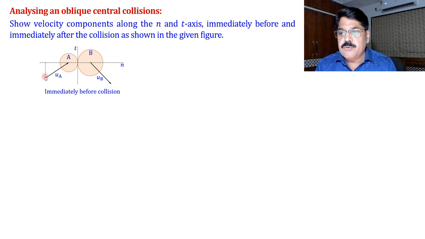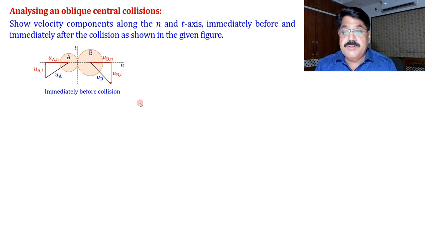So this line will show the t component of velocity of A before collision. So we denote it UAT. And similarly, from here to here will be the n component. So we denote it by UAN. Similarly, we resolve UB into its tangential and normal components. So this will be UBT and this will be UBN.